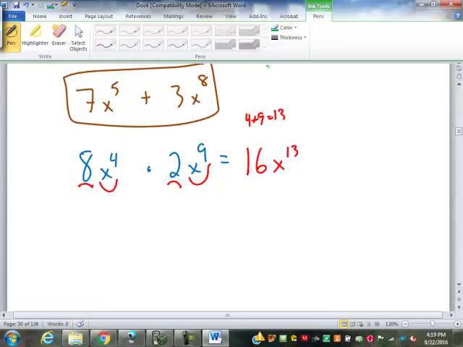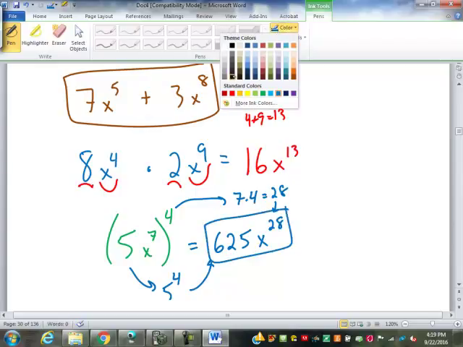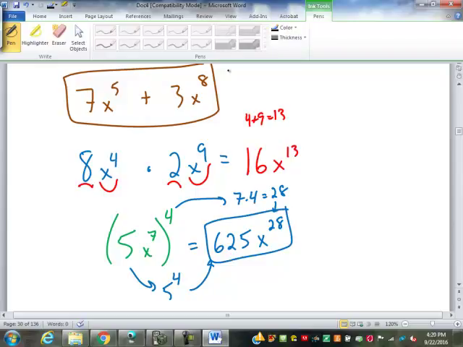And then if we have a power, 5x to the 7th to the 4th power, it is still going to be 5 to the power of 4, which is 625. The number still has to do a regular power. Then x to the 7th to the power of 4, 7 times 4 is 28, so that'll be x to the 28th. Does that make a little more sense? Good.